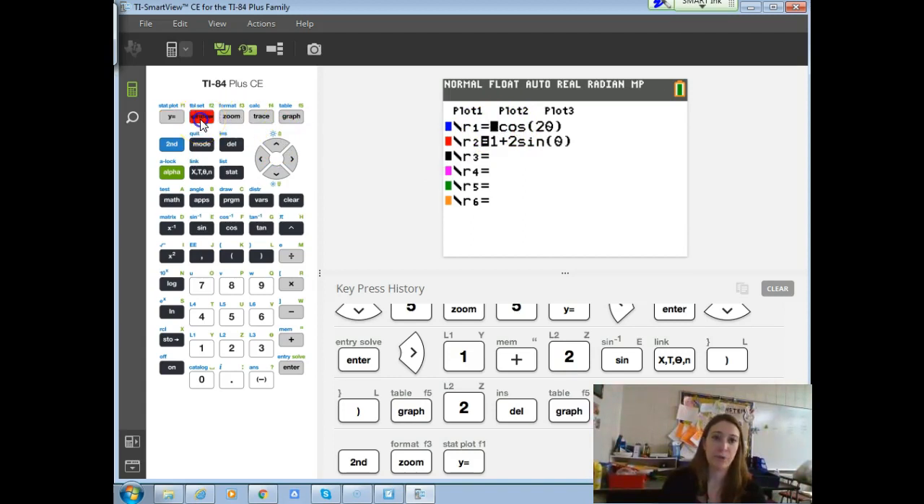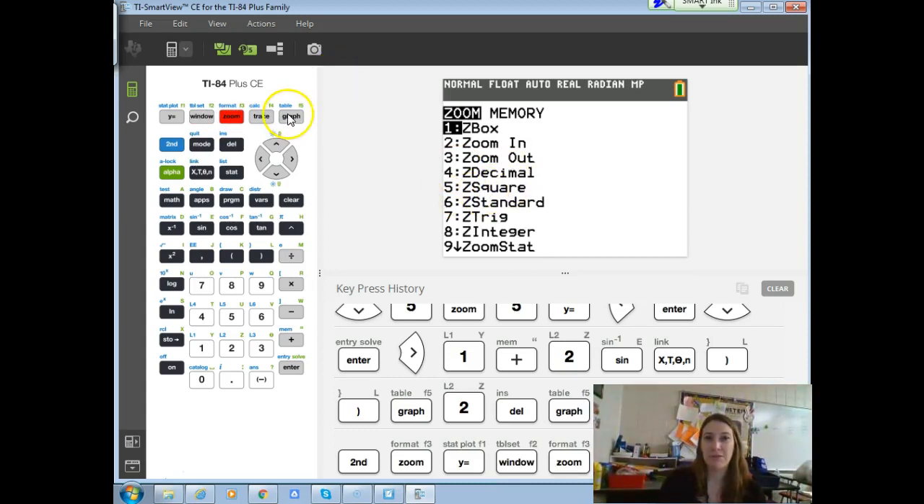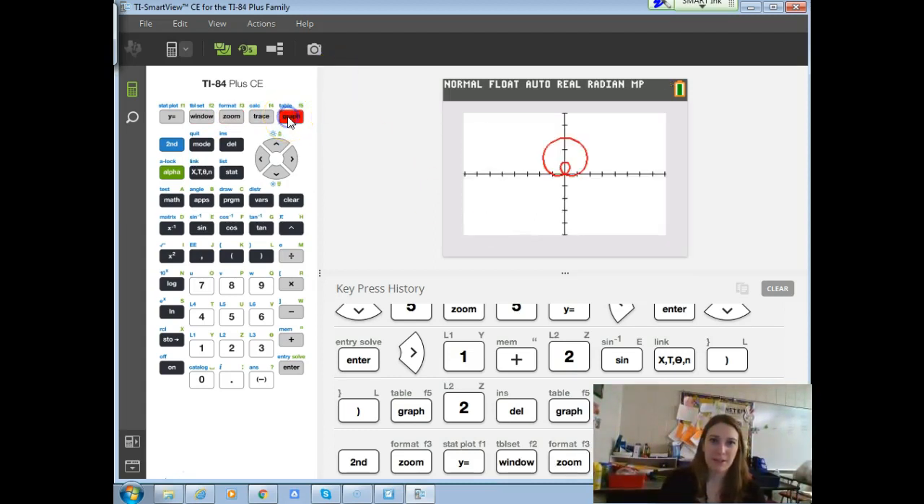Alright, next thing, window. I went 0 to 2 pi for theta, and I don't know what it's counting by right now, it was something. I think I squared it off later. You can set up x min, x max, y min, y max to be -5 and 5 if you'd like, but I just hit zoom square and played around with it that way and figured out what happened, and that's what it was supposed to look like.